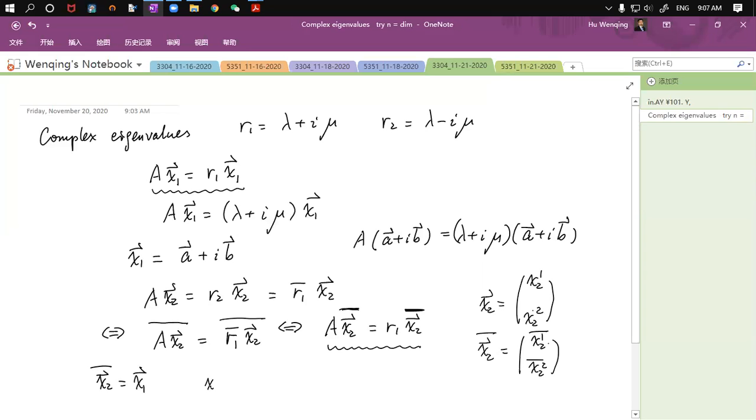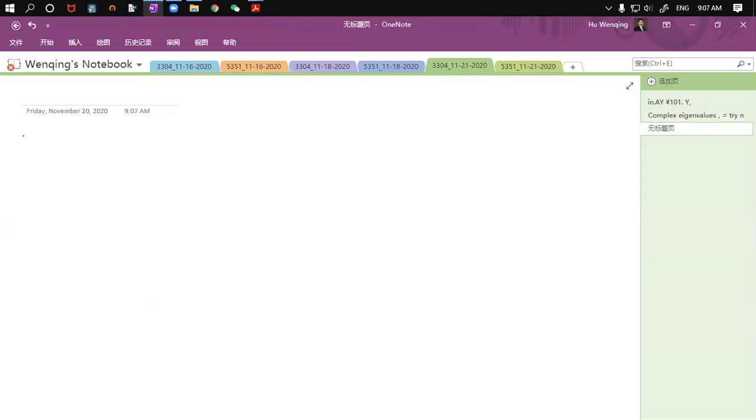Or one can just say that the second eigenvector is the first eigenvector with the conjugate taken. Now, if the first vector is represented as A plus IB, where A and B are both real vectors, then the conjugate is nothing but A minus IB. Is that good for everybody? Okay, so the conjugate is just A minus IB. So in summary, you're going to have the following situation.